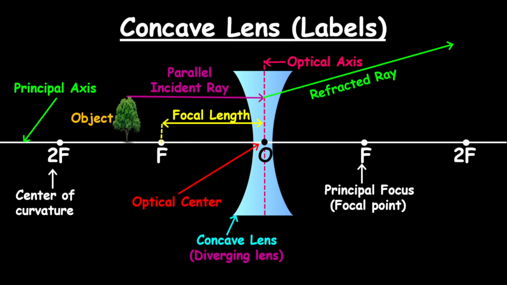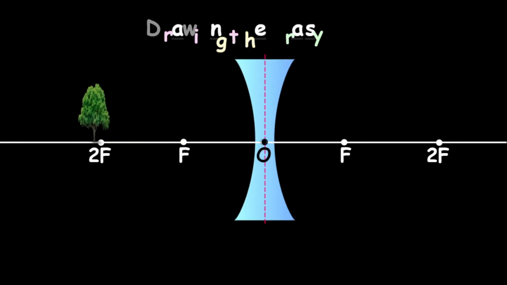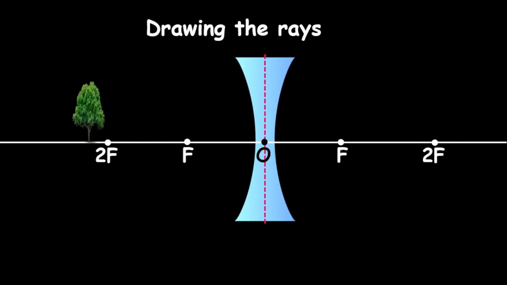A point to note again is that refracted rays will pass through F on the same side as the object. All right, now let's jump into how to draw basic ray diagrams. And this will be the concept for all ray diagrams for concave lens. Now, once you have the object, the object can be placed at any distance in front of the lens.